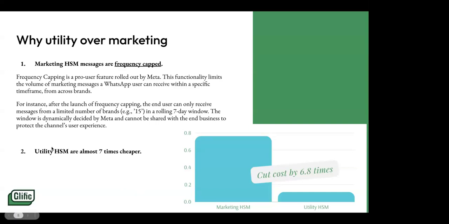The second major reason is that utility HSM templates are much cheaper. Marketing ones are much more expensive, so this is also going to save cost. Okay. So these are the main tips and tricks. This is the main thing. This is right now not an exact science. This is from the experimentation that we have done.